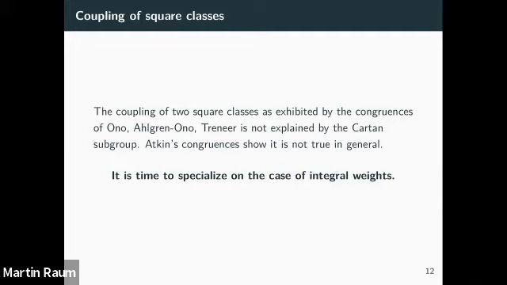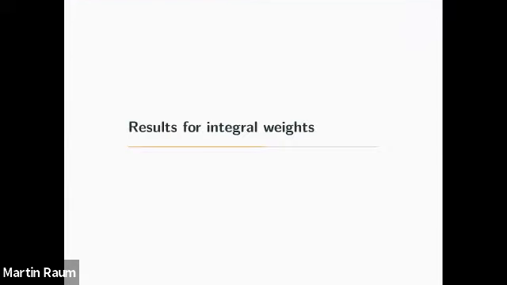And so far, the Cartan has not provided an explanation. Actually, it cannot. Atkin's congruences also show that this coupling of the square classes in general is simply not true. You will later see what you can say about this in half integral weight cases, but let's focus on integral weight cases, because there it turns out it's always true, as I will show you in a second. So much for the coupling of square classes. Then let's look at the results for integral weights.